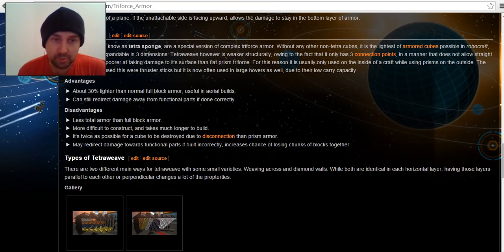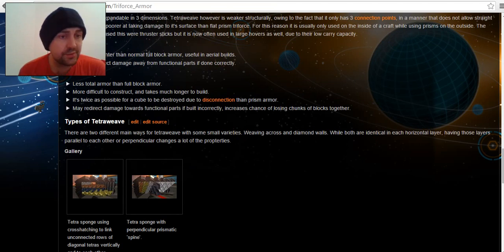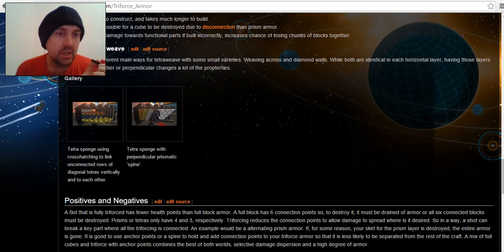Advantages: 30% lighter than normal full block armor. Useful in aerial builds. Can still redirect damage away from functional parts if done correctly. Fine. Disadvantages: less total armor than full block armor. More difficult to construct and takes longer to build. Fine. That's okay. Twice as possible for a cube to be destroyed due to disconnection than prism armor. So, Tetra Weave is weaker against rails and plasmas. Fine. May redirect damage towards the functional parts if built incorrectly, increases the chance of losing chunks of blocks to cover. Fine.